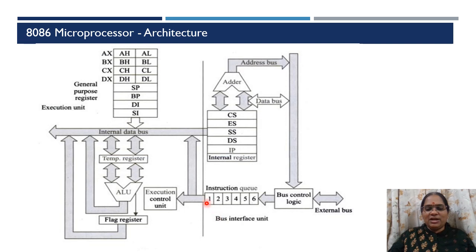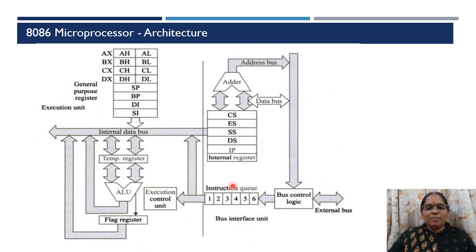By the time you have read the first instruction, the queue, which is of size 6 bytes, has been emptied by one instruction. You have fetched the first instruction, so the queue will have space here. So you can fetch the next instruction and feed it into the queue. Likewise, we have a parallel execution of this process. This is the first processor to use the pipelining concept, that is, parallel execution.